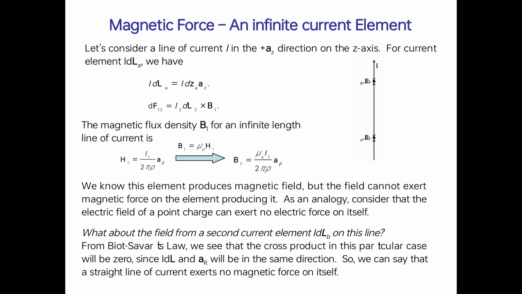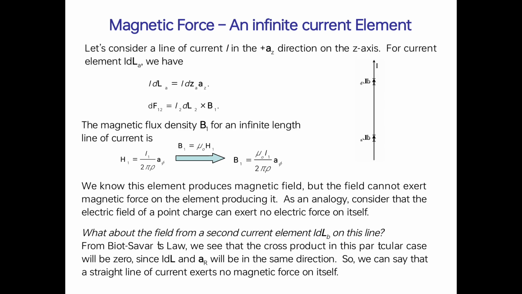The magnetic field intensity H is given as I/(2πρ), whereas the magnetic flux density is B = μ0 H. We can represent B = μ0 I/(2πρ) aφ. We know this element produces a magnetic field, but the field cannot exert a magnetic force on the element producing it. As an analogy, consider that the electric field of a point charge can exert no electric force on itself.